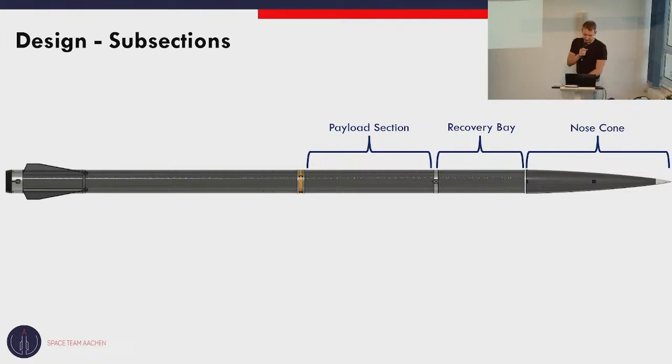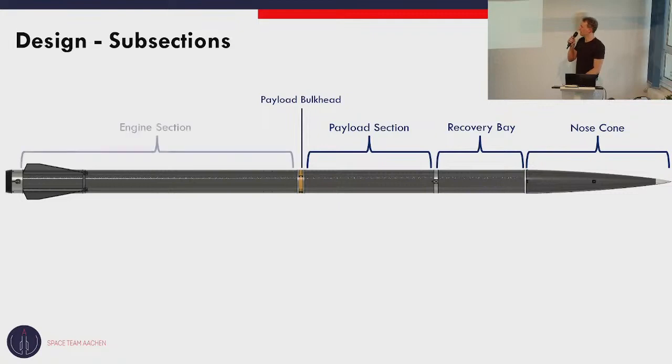Afterwards, we have the payload section. For the payload, we have different options currently. One would be a sloshing experiment, one would be a cooling experiment. That part still needs to be fully developed, so we won't elaborate on that for now. We have the payload bulkhead below the payload section, which again connects the payload section with the engine section.